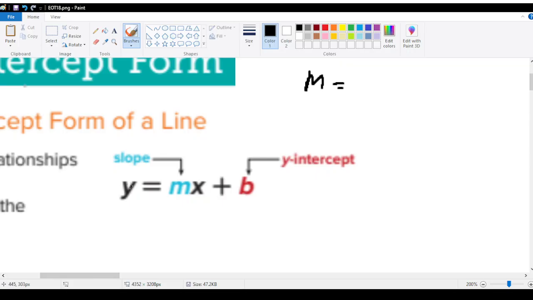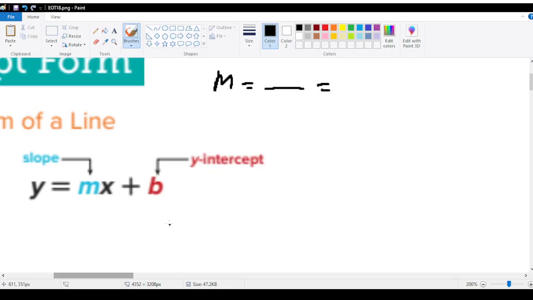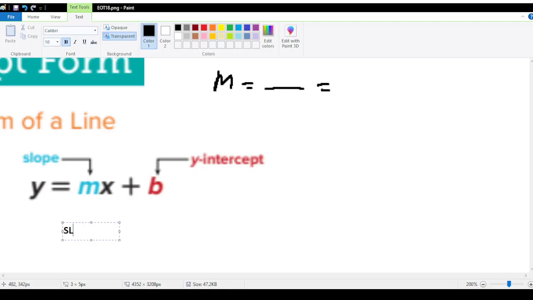Well, now, Shamsa, one more time. What does m represent? M represents slope. And b, oh sorry, b represents what? B represents y-intercept. Okay, so we are going to call it slope intercept because it has slope and it has intercept inside it. So we are going to call it slope intercept form.